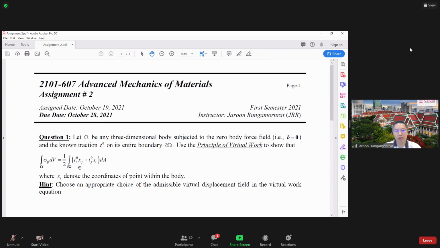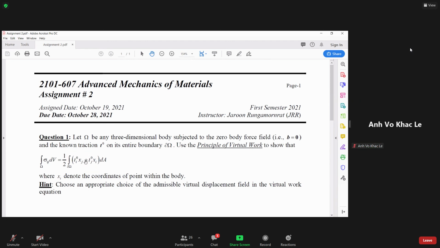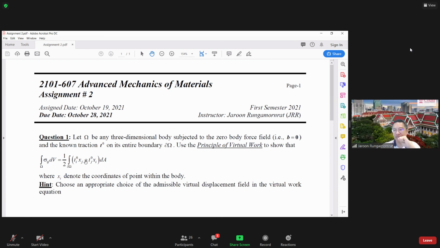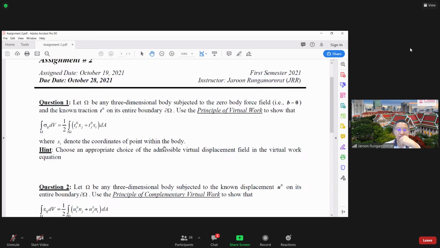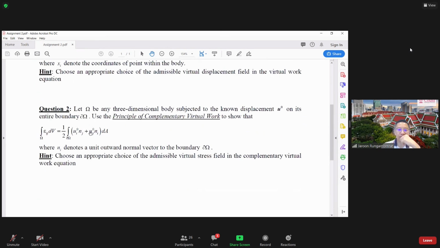If you take a look at the external work done, you can think about the external work done due to the applied traction T0. What should be the virtual displacement that gives you this as the virtual work done, the external work done? The same thing here.